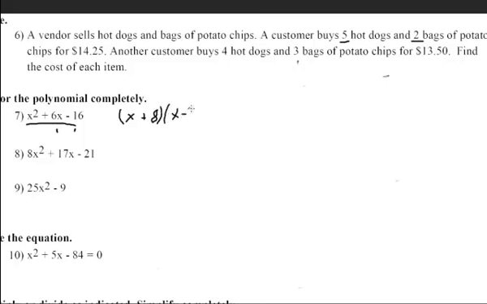x minus 2. This is the difference of squares. Okay, so how do you get 25x squared? 5x and 5x. How do you get a 9? 3 and 3. And as long as one's plus and one's minus, you don't get these x's in the middle. Okay, it's just the 2 terms.